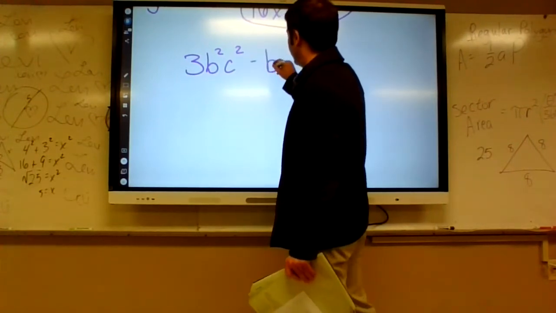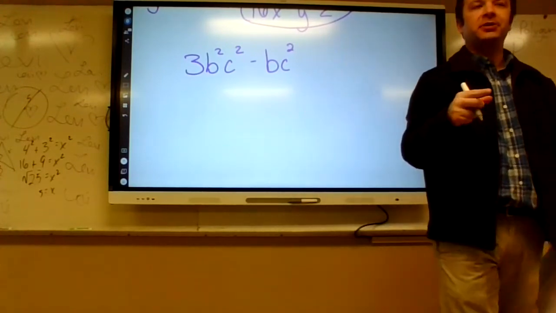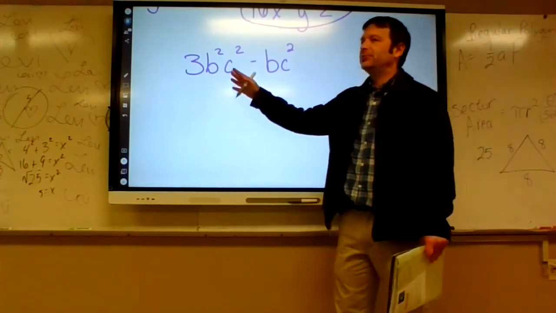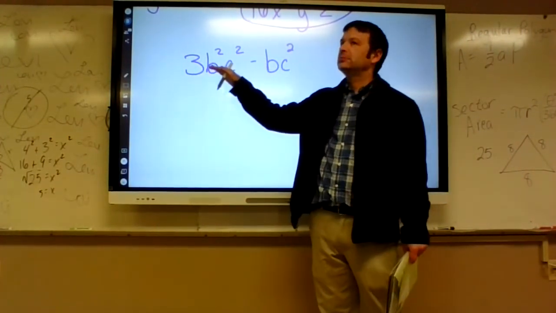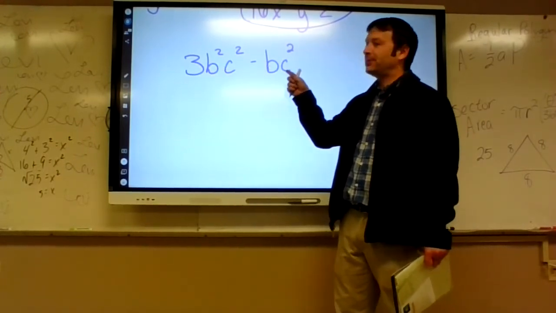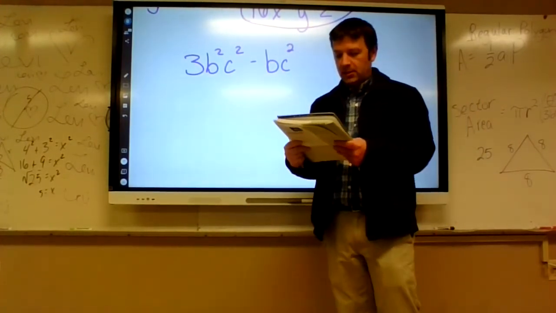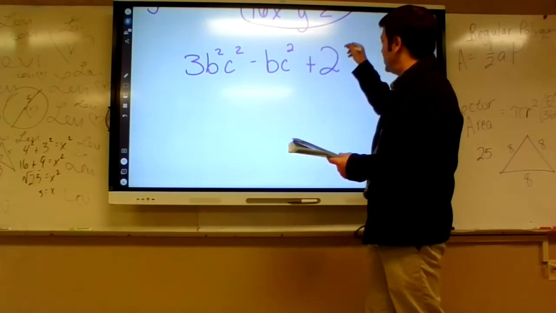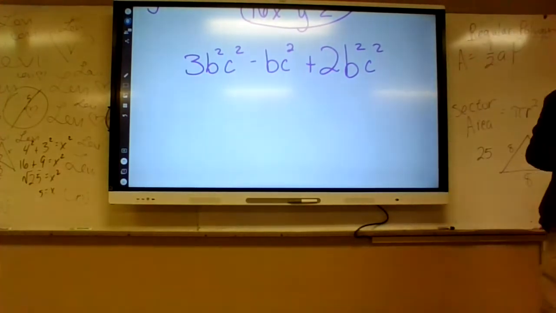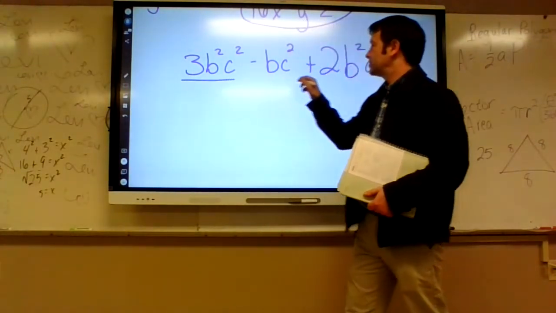I'm going to put it in alphabetical order. That way it's easier to tell if we have any like terms or not, if they're all in the same order. Are these two like terms? No. B squared c squared is not going to be the same thing as bc squared. So those are not like terms. And then plus 2b squared c squared, and then we got a bb on the last one, so that'll be b squared c squared. Okay, which of these are like terms? The first term and the third term.